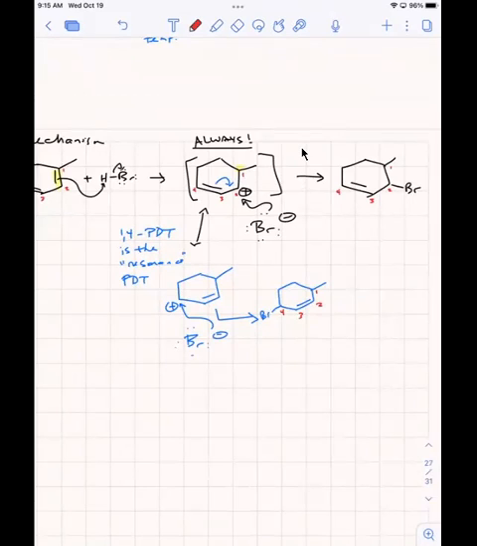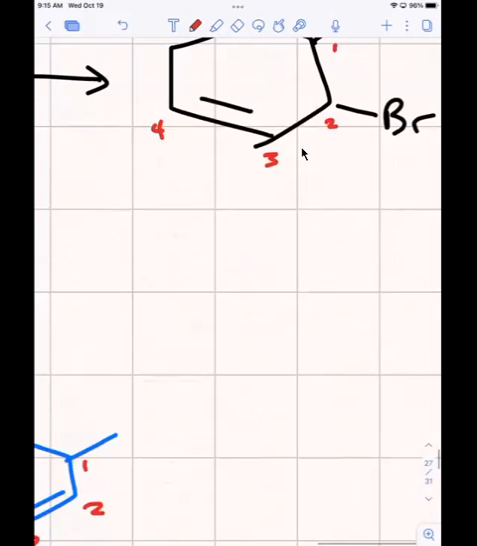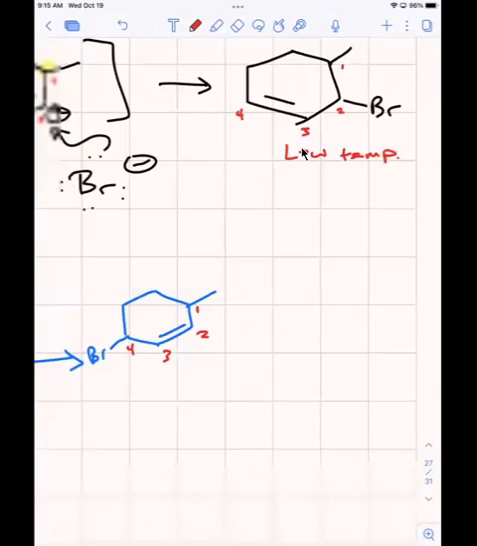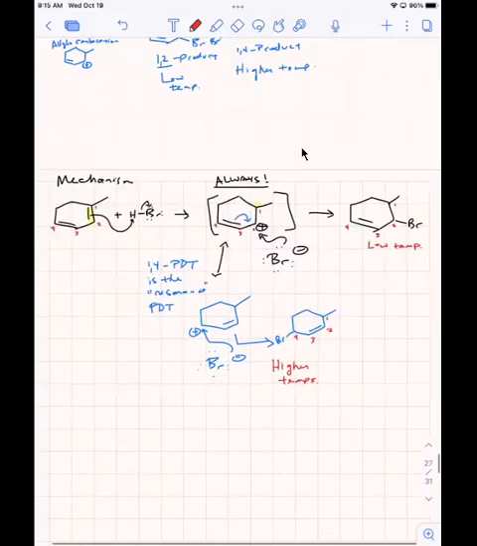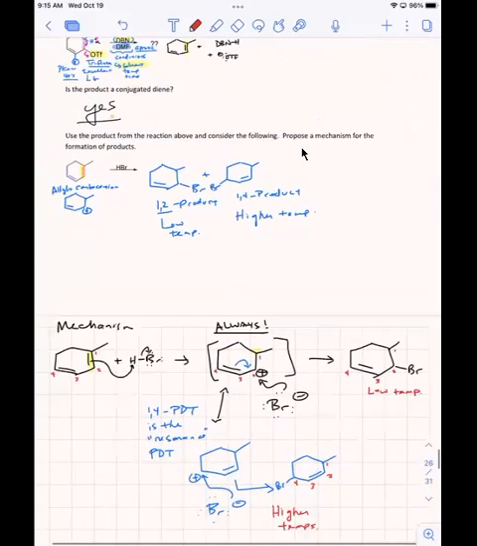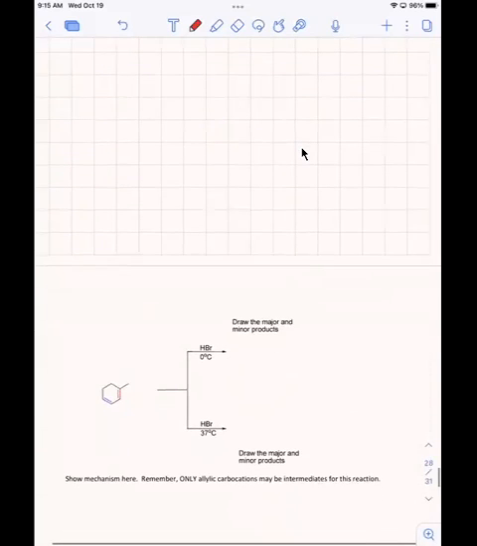So at low temperature, this is the product that's going to predominate. And then at higher temperatures, that's the product that's going to predominate. So up here, when it asks us, well, no, it's actually down here. Actually, let me do this.